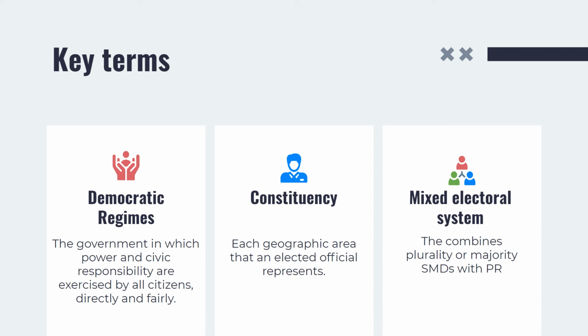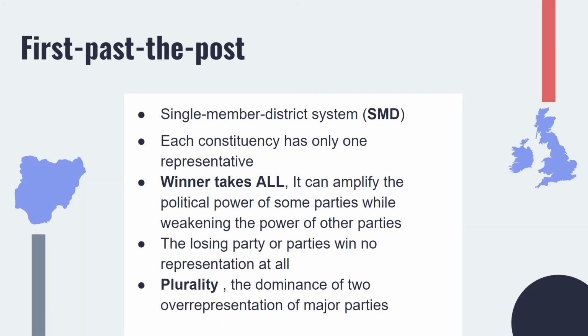Moreover, a mixed electoral system combines first past the post and proportional representation. Some seats are single-member district and some are proportional representation. First past the post is also called single-member district system because each constituency has only one representative, who is the candidate with the plurality of votes. In short, winner takes all.